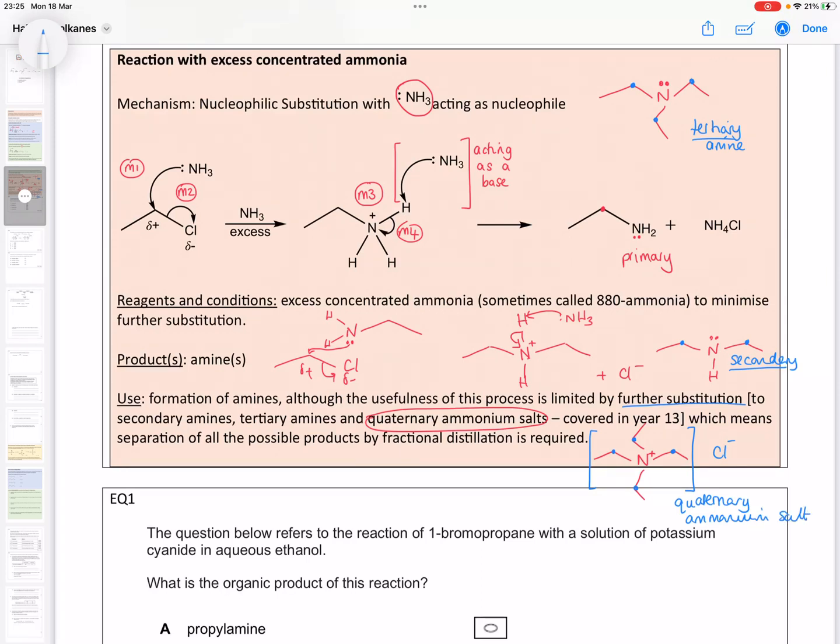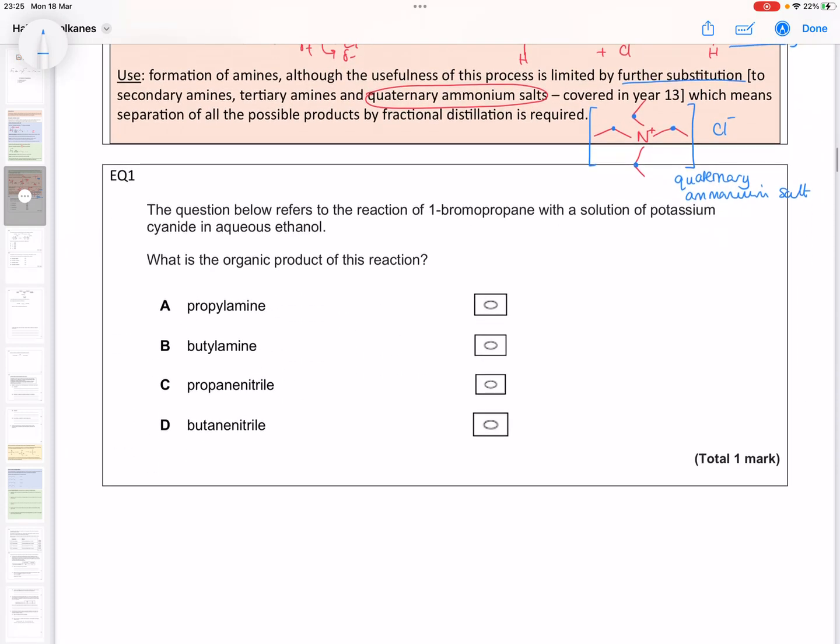Fun fact, these quaternary ammonium salts are what makes shampoo have that sort of, some might call it silky, but silky sort of slimy feel to it. So quaternary ammonium salts are found in hair conditioners. So let's take a look at some of the exam style questions.